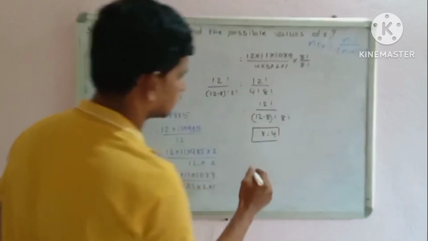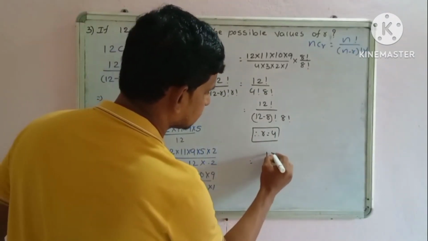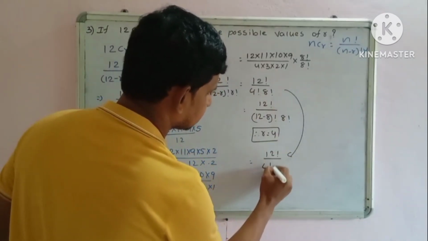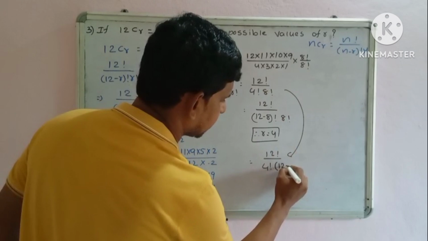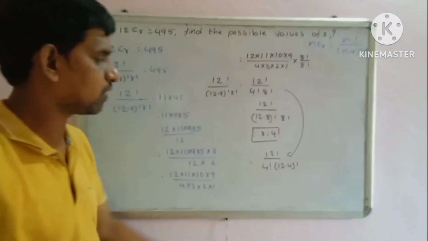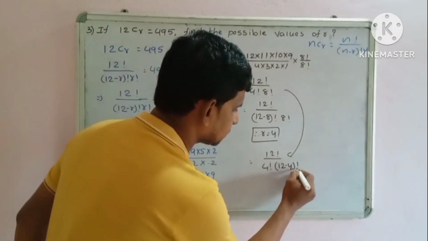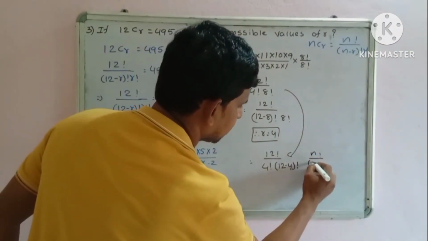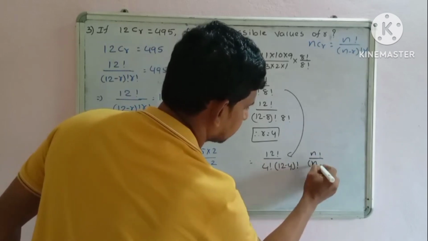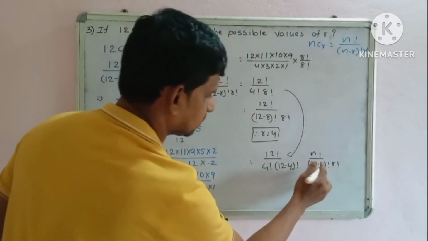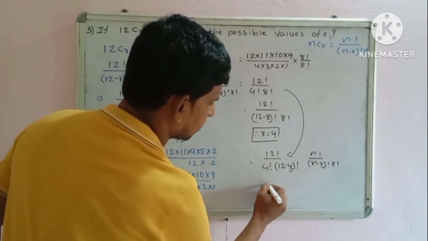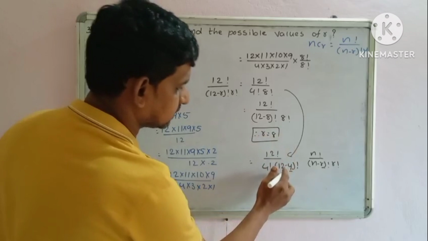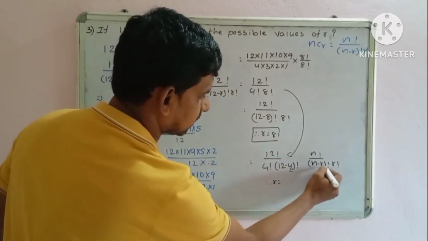This is the first condition. Next, the same: 12 factorial by, write 4 as is, and 8 factorial can be written as (12 minus 4) factorial. 12 minus 4 is 8. Now this is the form n factorial by (n minus r) factorial into r factorial, with (12 minus 4) factorial as (n minus r) factorial. So what is the value of r now? Therefore r equals 8 in this case. Second case r equals 8, first case r equals 4.